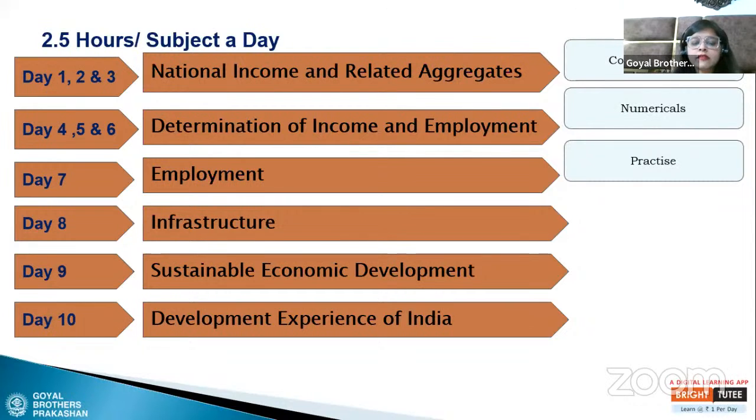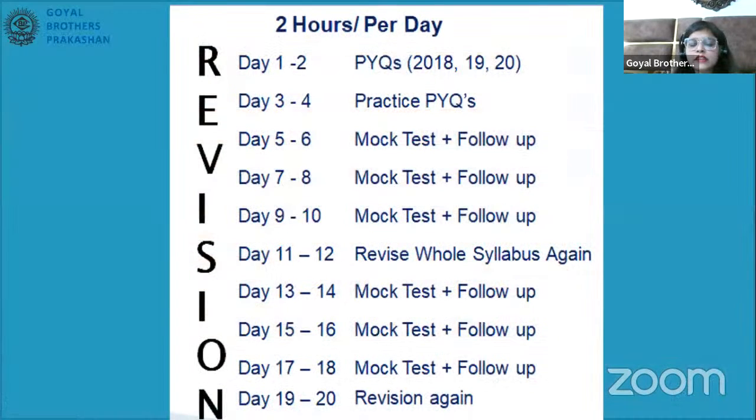Day 7 we have given to employment chapter. Day 8 we have given to infrastructure. Day 9 we have given to sustainable economic development. And day 10 we have given to development experience of India, that is the comparative development of India, China, and Pakistan. Now let us see how to do the revision.